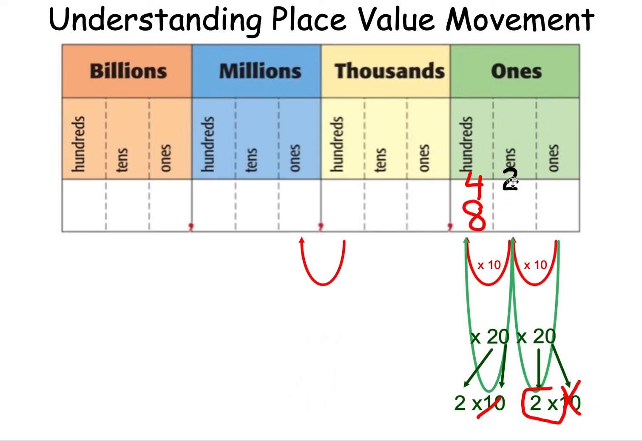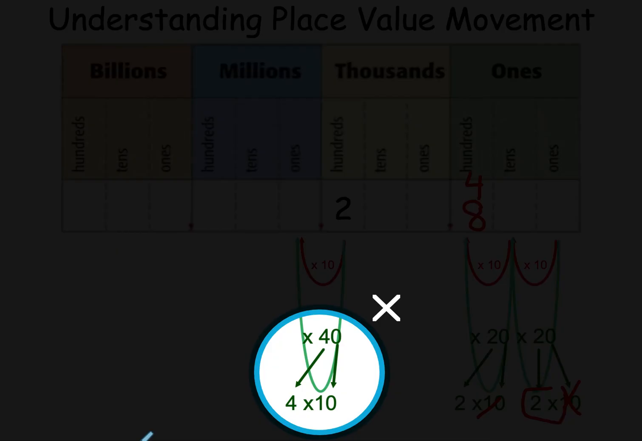Let's skip ahead and let's try a slightly different amount. What if I did my 2 here in the 100,000s place, and now I move it to the millions? Well, what did I just do? I did times 10. But what if instead of doing times 10, I wanted to do times 40? Well, times 40, as we can see, is 4 times 10.